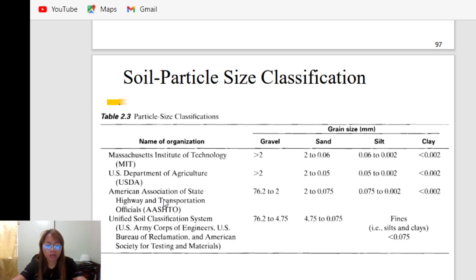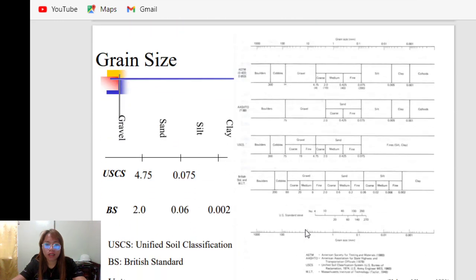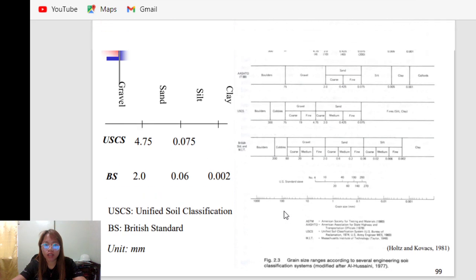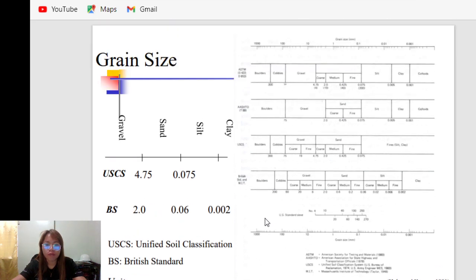While AASHTO, the American Association of State Highway and Transportation Officials, has its own classification of soil, and the USCS, the Unified Soil Classification System, by the U.S. Army Corps of Engineers and U.S. Bureau of Reclamation, and American Society for Testing of Materials, has its classification as well. Yes, another classification for the grain size of soil.